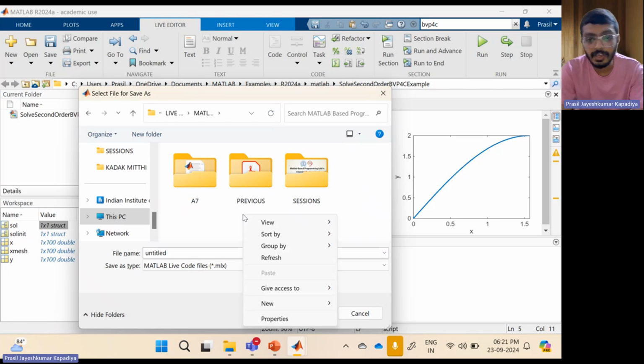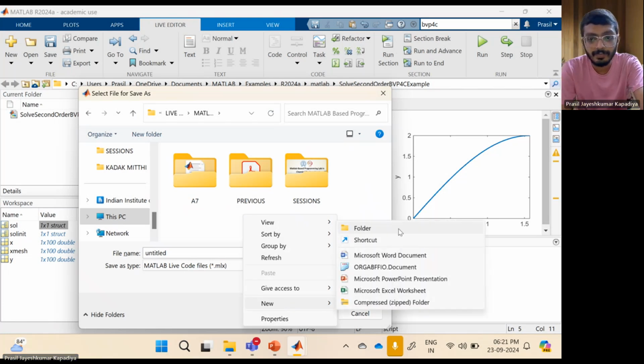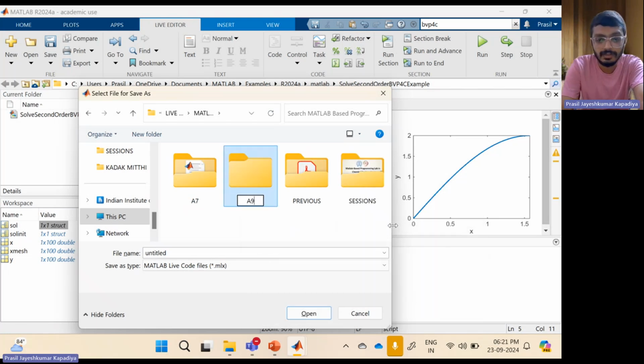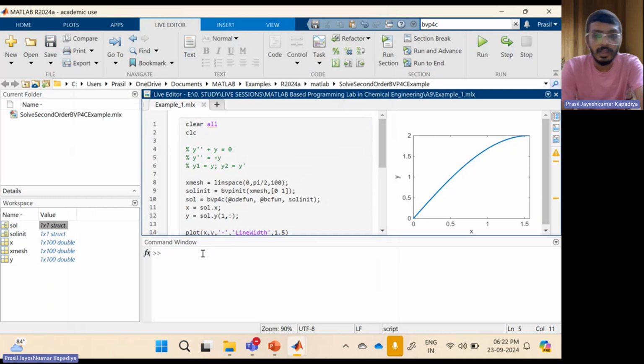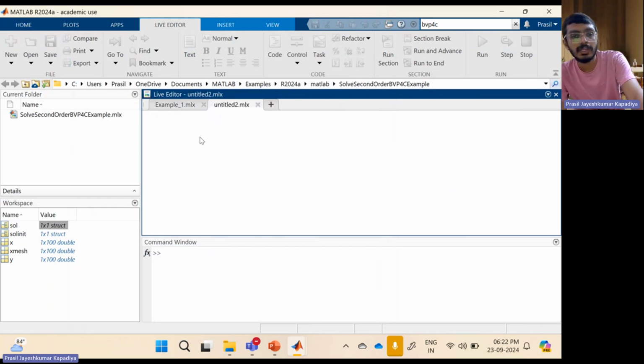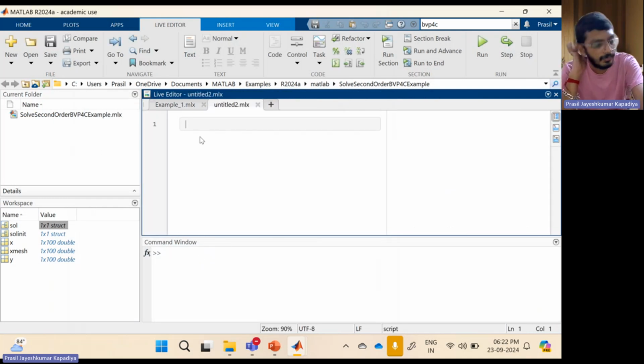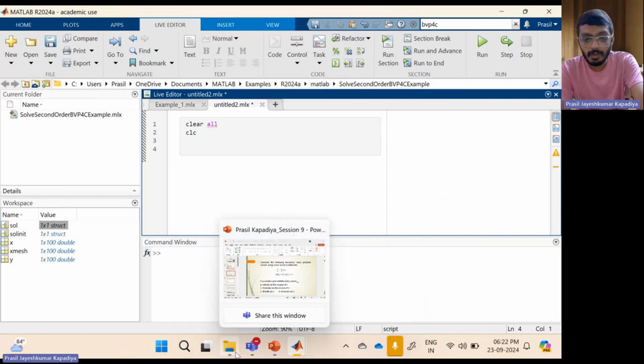This is our ninth week, right? In nine, I will write example underscore one. Okay, so this is the first question. Let's try to solve the second problem. We will not copy paste from here. We will be writing down our own code. So I will write clear all, clc. Okay, so let me first copy the problem statement.